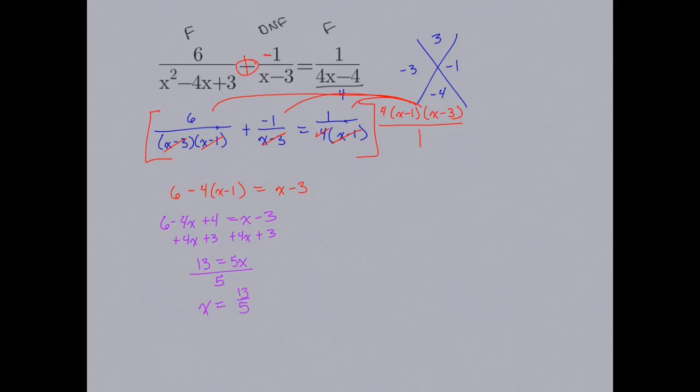Now we want to check this against our critical values. So that means we're going to look at x minus 1 cannot equal 0, so x cannot equal 1. And x minus 3 cannot equal 0, so x cannot equal 3. Since neither of those critical values is 13/5, we know that that's our answer right there.